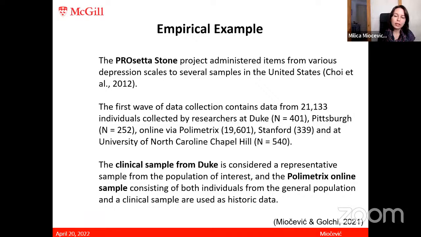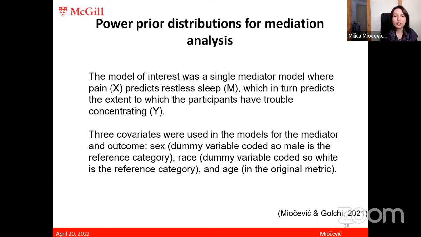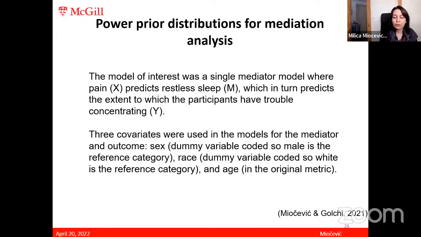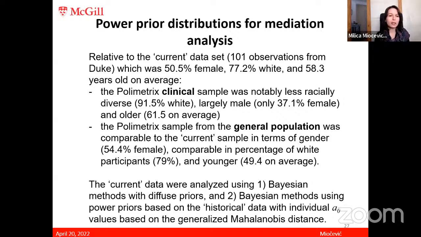So if our clinical sample from Duke is considered a representative sample from the population of interest, we can use the generalized Mahalanobis distance to select points from the Polymetrics online sample that could be considered as additional observations from the Duke study. So in this case, our model of interest was still a single mediator model. Here we have pain predicting restless sleep, which in turn predicts the extent to which the participants have trouble concentrating. In addition to these three variables, we used covariates sex, race, and age in our computation of the generalized Mahalanobis distance, as well as covariates in our models for the mediator and for the outcome. So relative to the current data set, the Polymetrics clinical sample was less racially diverse. It was mostly male, and it was older than the Duke sample.